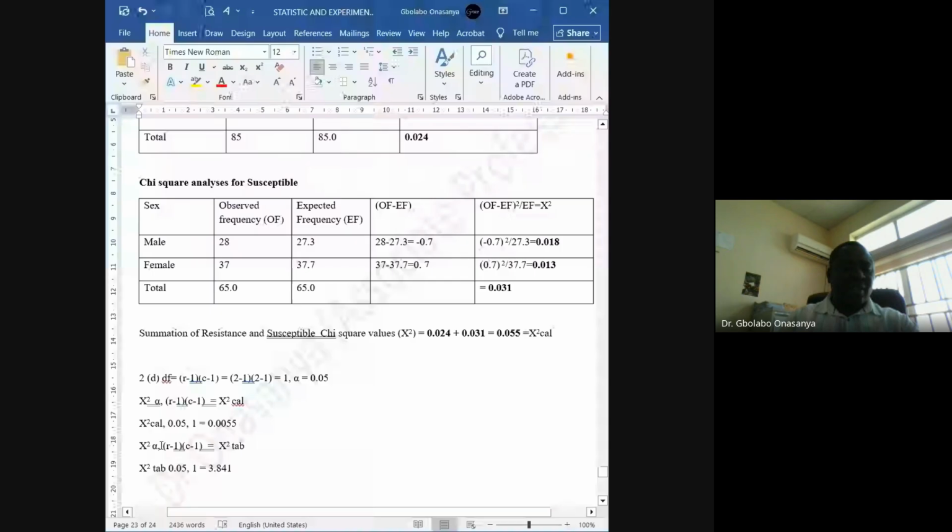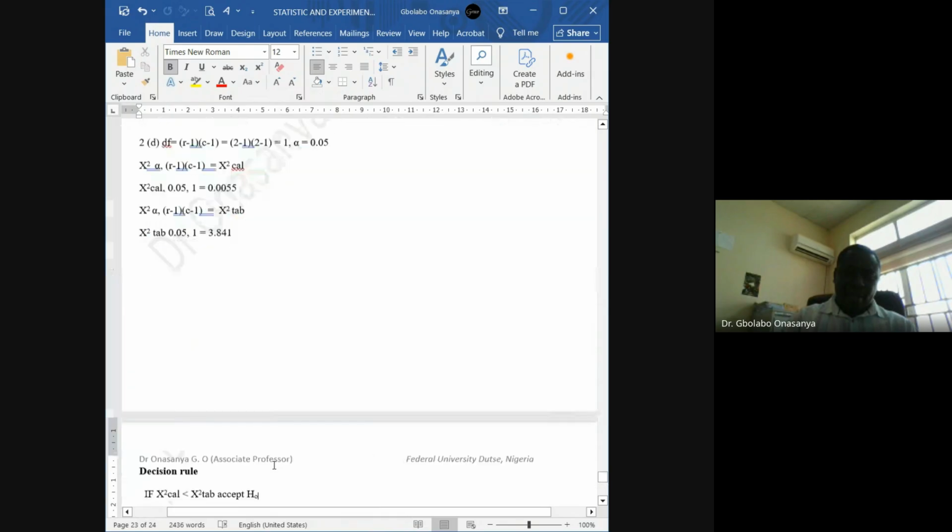Then we look at our X tabulated. X squared at alpha level of significance, degree of freedom is equal to X tab. When we check the table, we will get our X tab, the way it was in the previous scenario we performed. So X tab at 0.05 level of significance at 1 degree of freedom will give us 3.841. Am I speaking sense?